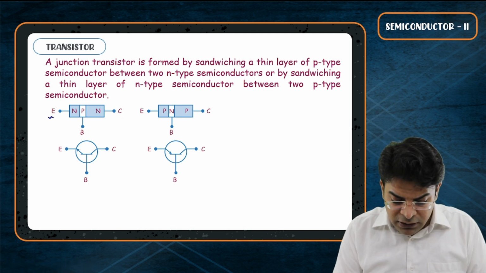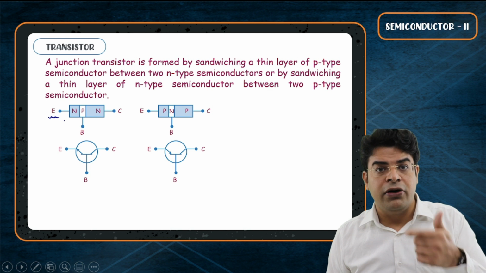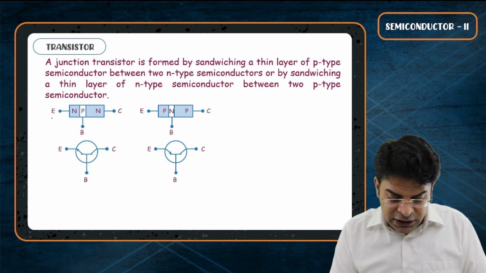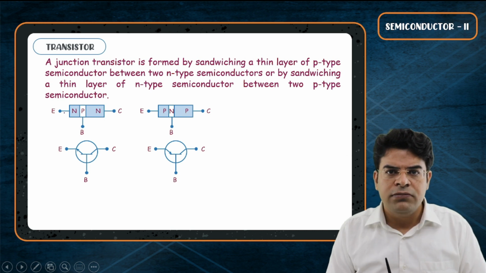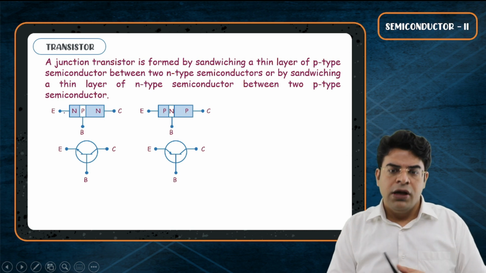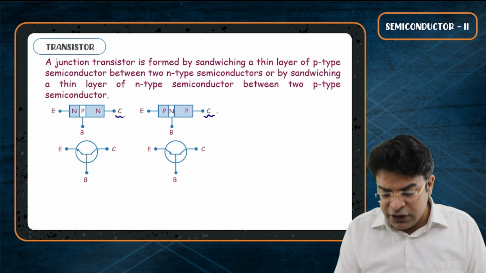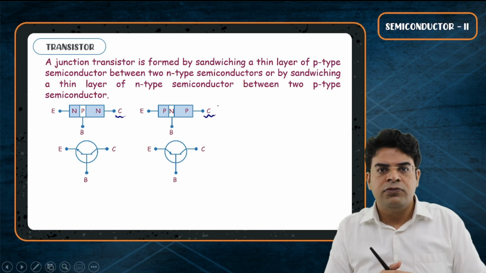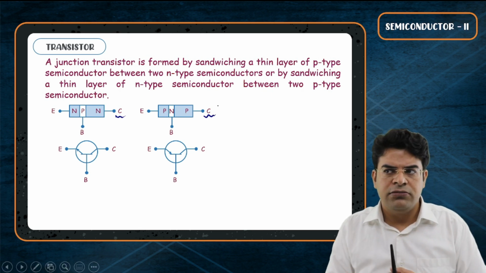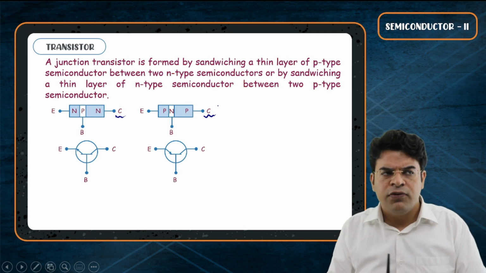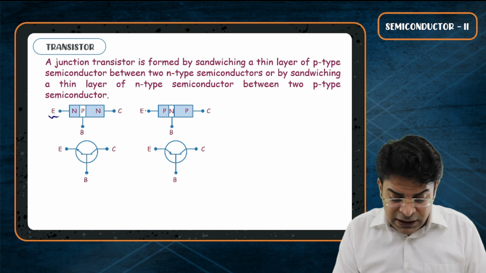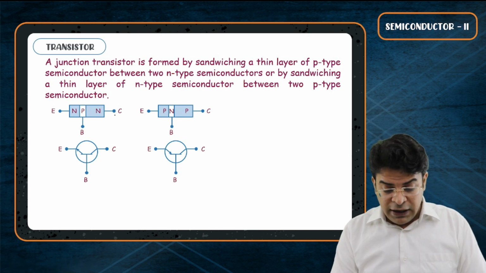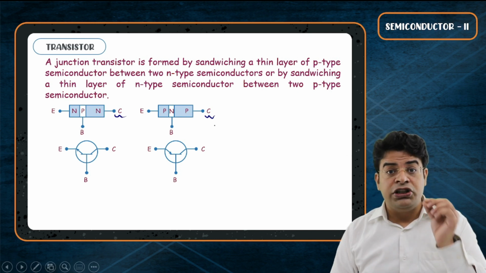Why will the physicists choose the name emitter? Emitter is called emitter because it emits. It emits what? The charge carriers. Collector is called collector because it collects what? The charge carriers. The charge carriers are coming from where? From the emitter. So the emitter emits the majority charge carriers. The collector collects the majority charge carriers.